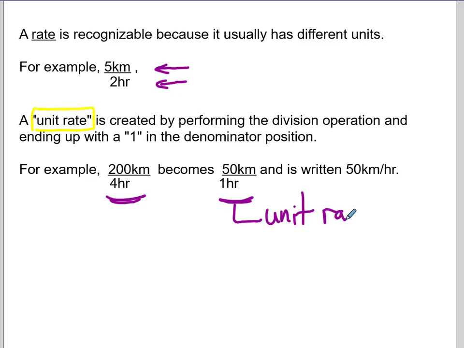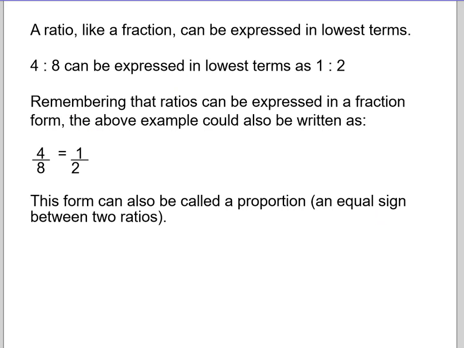And it's really handy when we want to compare things. So if we reduce rates to their unit rate, it allows us to compare a little easier than if we just dealt with the original information. A ratio, like a fraction, can be expressed in lowest terms. So if we have a ratio of 4 to 8, we can express that in the lowest terms of 1 to 2. Okay. We can also express our ratios as fractions.